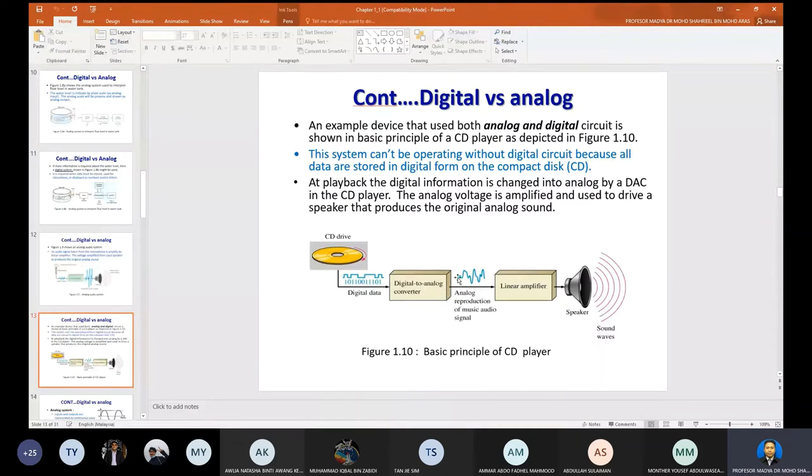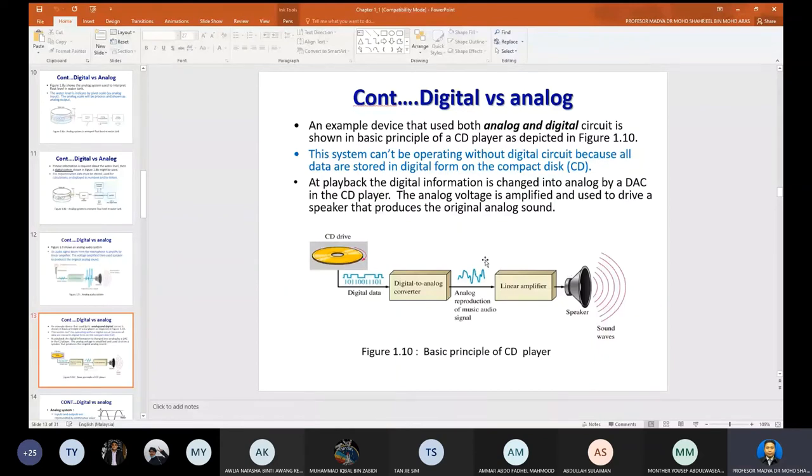And then we got the audio here, the analog signal here, and then we use the linear amplifier to amplify this analog signal to a bigger size. That's why you use the linear amplifier, as you can refer to the previous slide. So we will increase the size of the analog signal and then go to the sound wave.